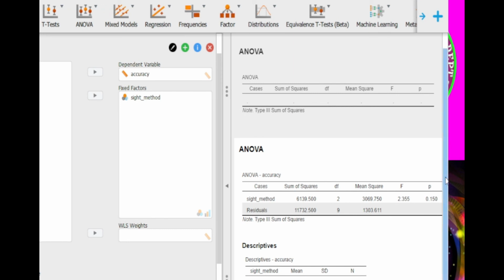So our F result would be 2.355, then our p-value is 0.150, indicating that there's no significant difference in the accuracy level when using the different eye methods in playing darts. So I hope you get the answer: 2.35.